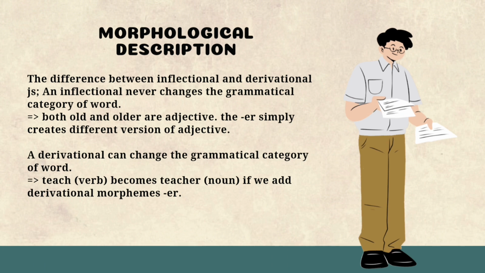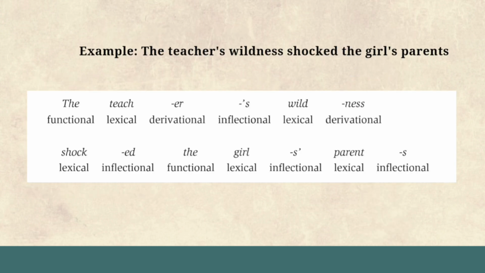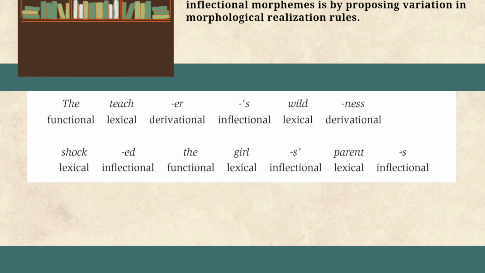Morphological description. The difference between inflectional and derivational is that an inflectional never changes the grammatical category of a word. For example, both old and older are adjectives. The er simply creates a different version of the adjective. A derivational can change the grammatical category of a word. Teach, a verb, becomes teacher, a noun, if we add a derivational morpheme. This is an example of morphological description.